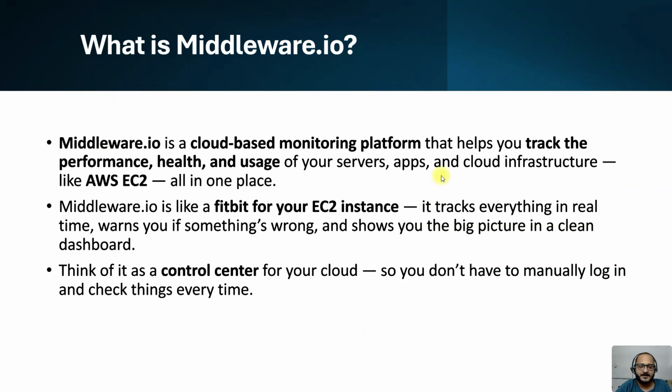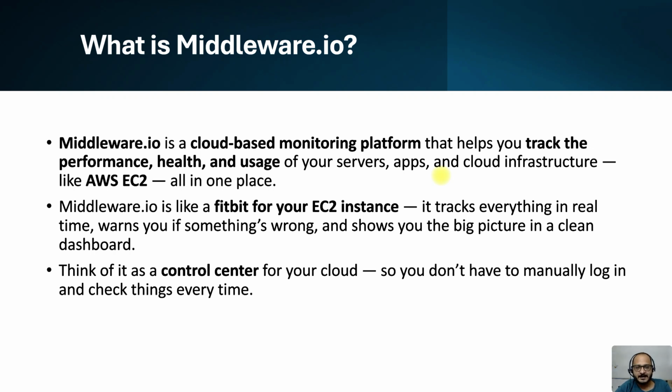So basically, middleware.io is a cloud-based monitoring platform that helps you to track performance, health, and usage of your servers, apps, and cloud infrastructure. So basically, it's a single place where you can monitor your complete infrastructure. It is not limited to an EC2 instance. Whether you are using AWS, Azure, or Google, you can track all of your resources from a single place.